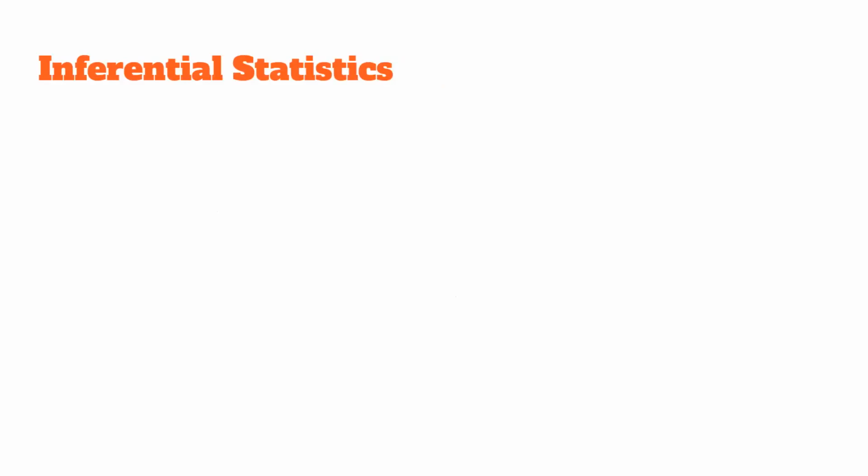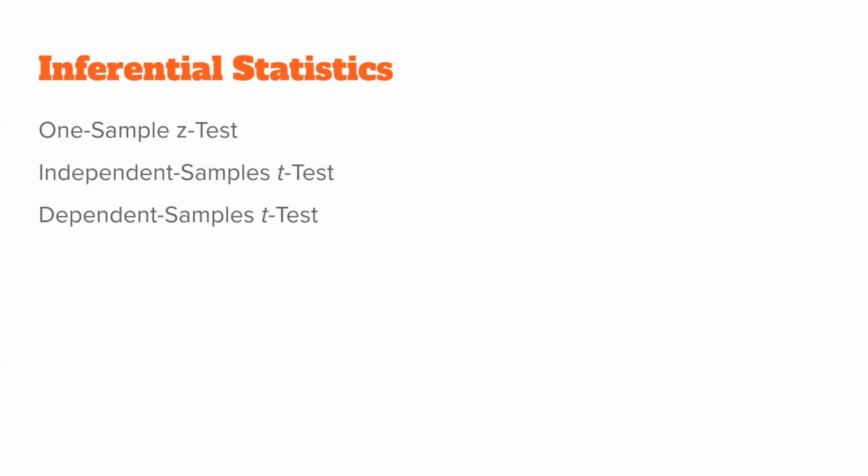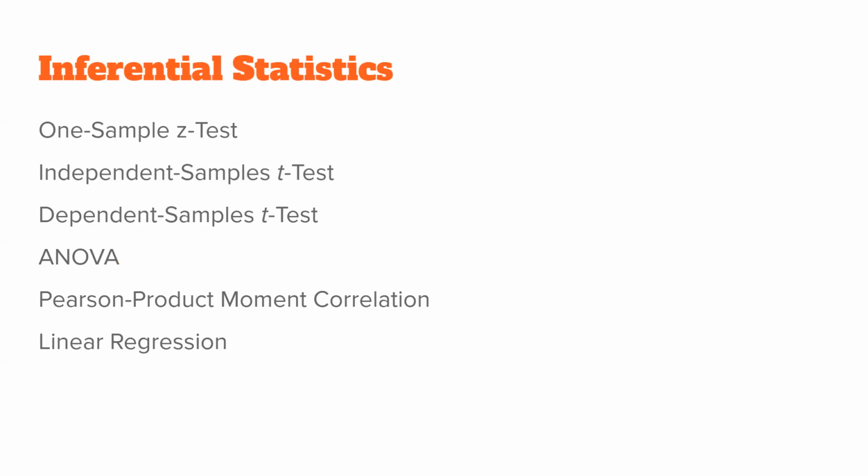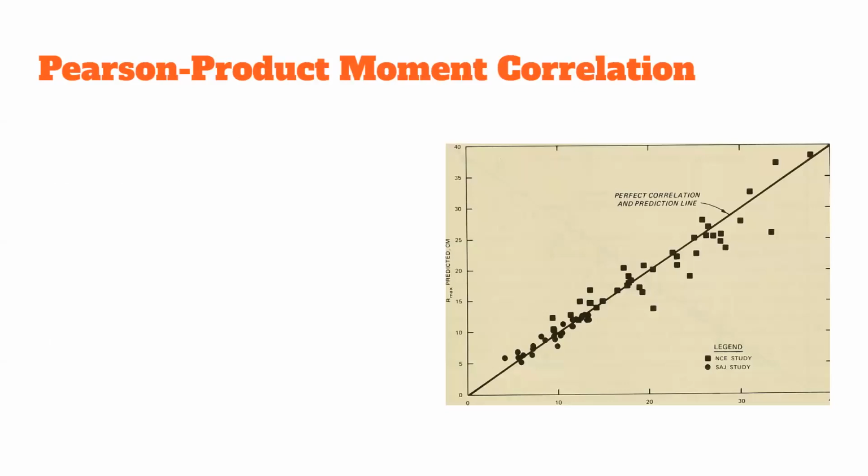So although the book said that we were only going to study descriptive statistics, it actually moved into some of the inferential statistics, and it should move into more of them for next time too. Some different inferential statistics you might have learned before include the one sample z-test, the independent samples t-test, the dependent samples t-test, the ANOVA, Pearson product moment correlation, which is something I went over this week, linear regression, and the chi-square statistic. Those are probably ones that you learned in your prereq stats class.